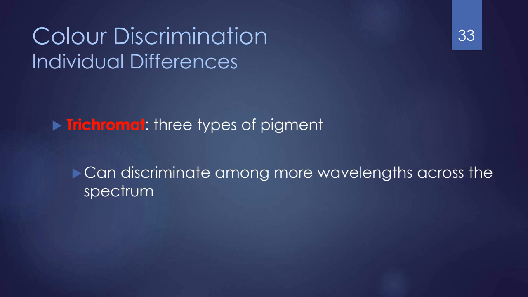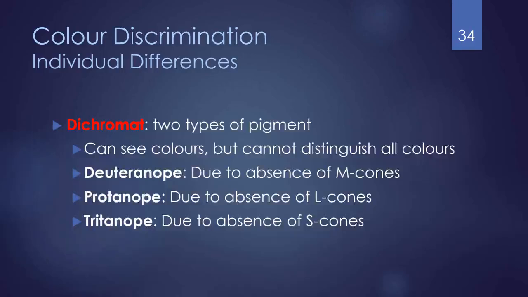Okay, so let's look at the different types of color sight that we can get with what cones we may or may not have. Starting with trichromats, this is normal color perception, people who have 3 types of pigments, meaning that they can discriminate among more wavelengths across that spectrum. So this is what we've been looking at, normal.